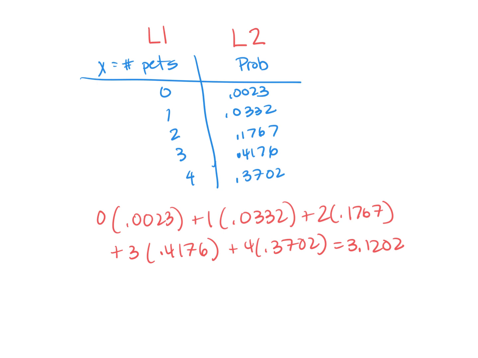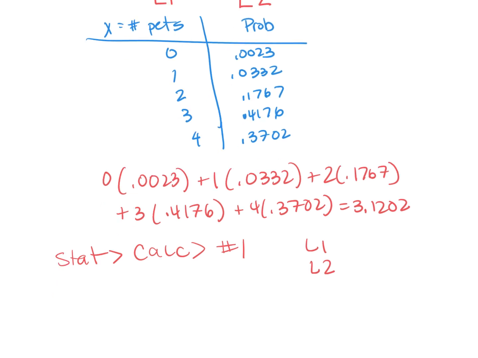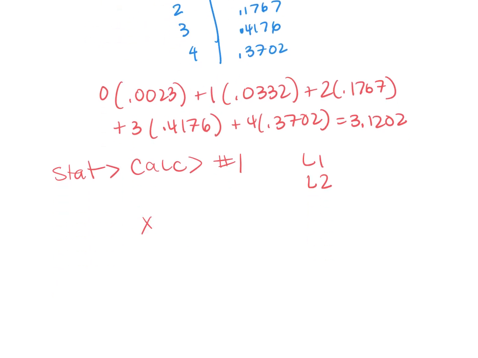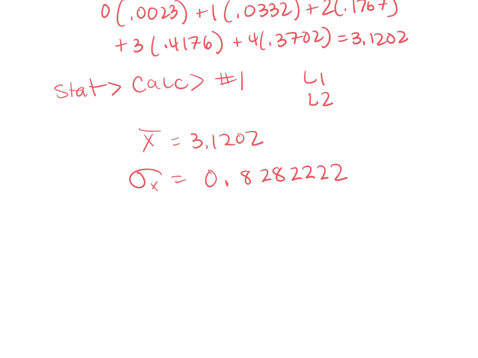Now I hit stats, go over to calculate, 1-variable stats. My list is in list 1, and my frequency is in list 2. So I choose list 1, then I choose list 2, and then I hit calculate. Okay, and just like it's supposed to, my mean comes up as 3.1202, and my standard deviation comes up as 0.828222. Right? All right.